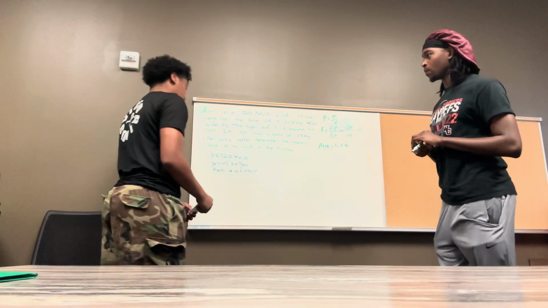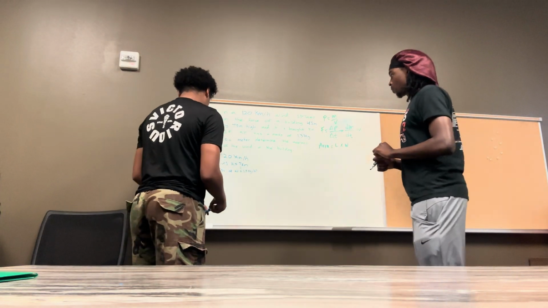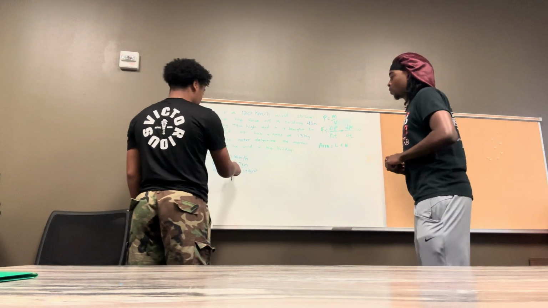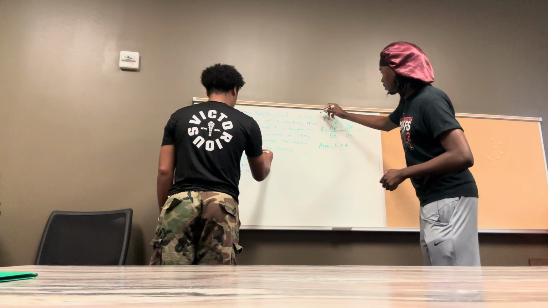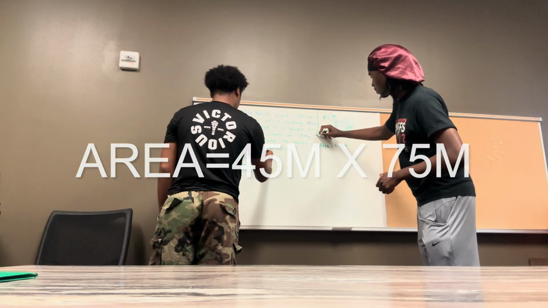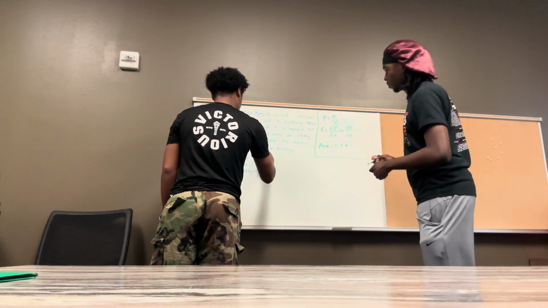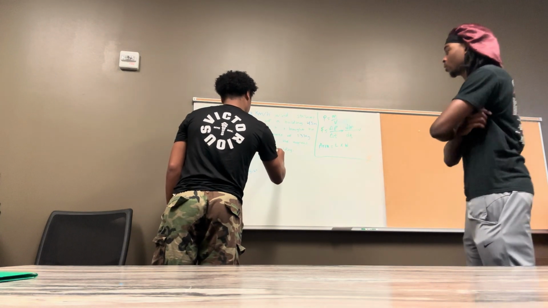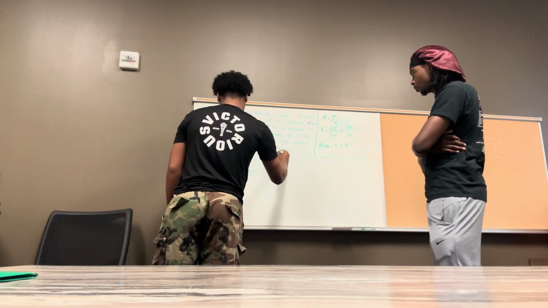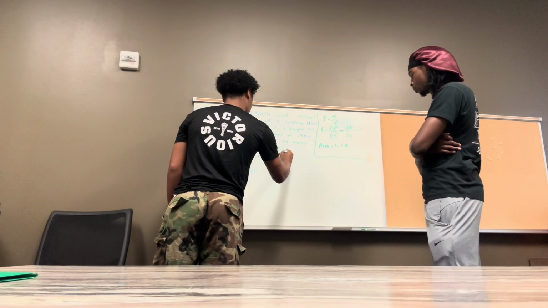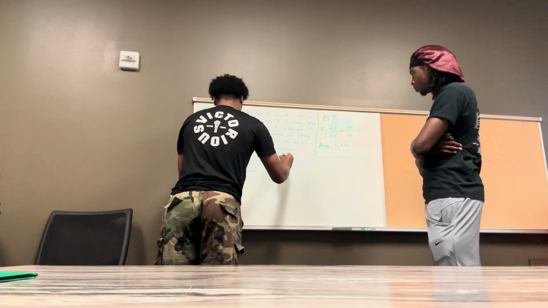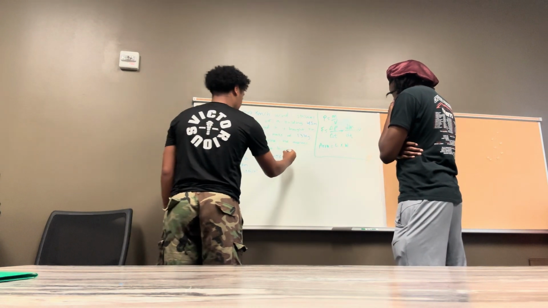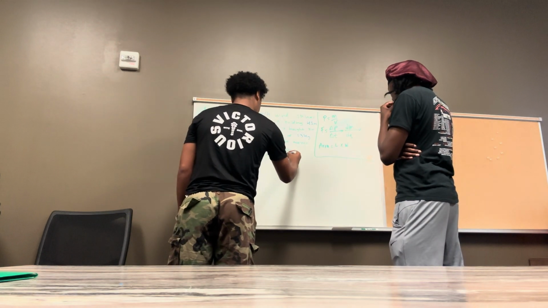All right, and now for the math. You want to start off with finding our area, which is length times width, 45 by 75, which is equal to 3,375 meters squared.